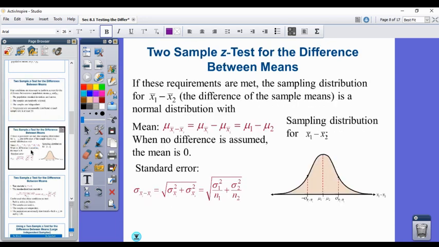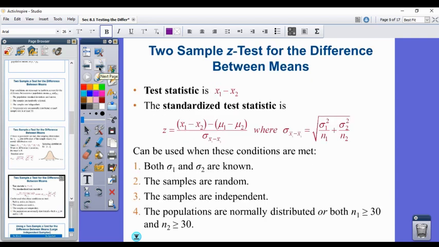Okay, so to find the mean, you're actually going to subtract μ1 minus μ2. And to find the standard error, you're going to use the population variance divided by your sample size, as shown by this formula. And sometimes we will be substituting our sample variance for these. We just need to make sure that our sample size is large enough.